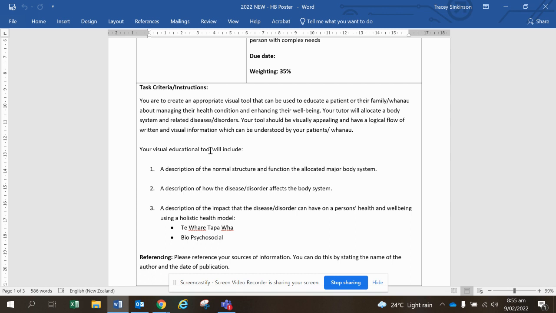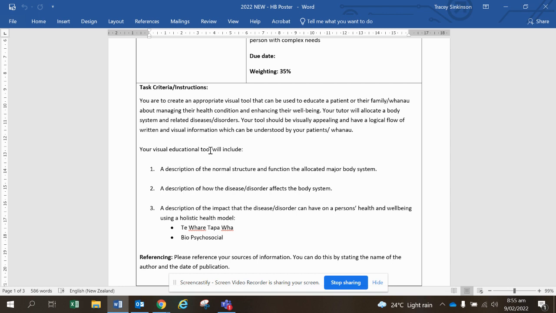Okay, cool. So what you need to do, we're going to be learning the integumentary system in class, and you're going to be doing extra readings of how the skin forms naturally if the body is working well. You need to explain that in your visual tool, how it should work.